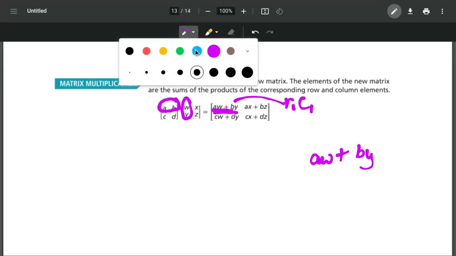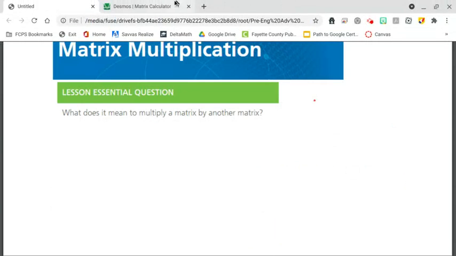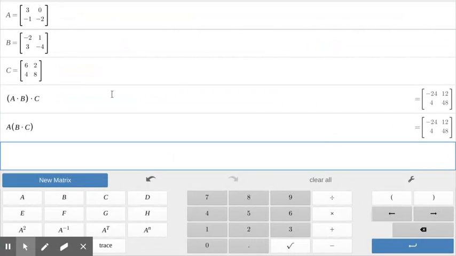If I want this element, it is row 1, column 2. So I multiply row 1 by column 2. So I do A times X plus B times Z. But most of the time, you'll only have numbers, so I strongly recommend the matrix calculator. All right, that should be all for today.